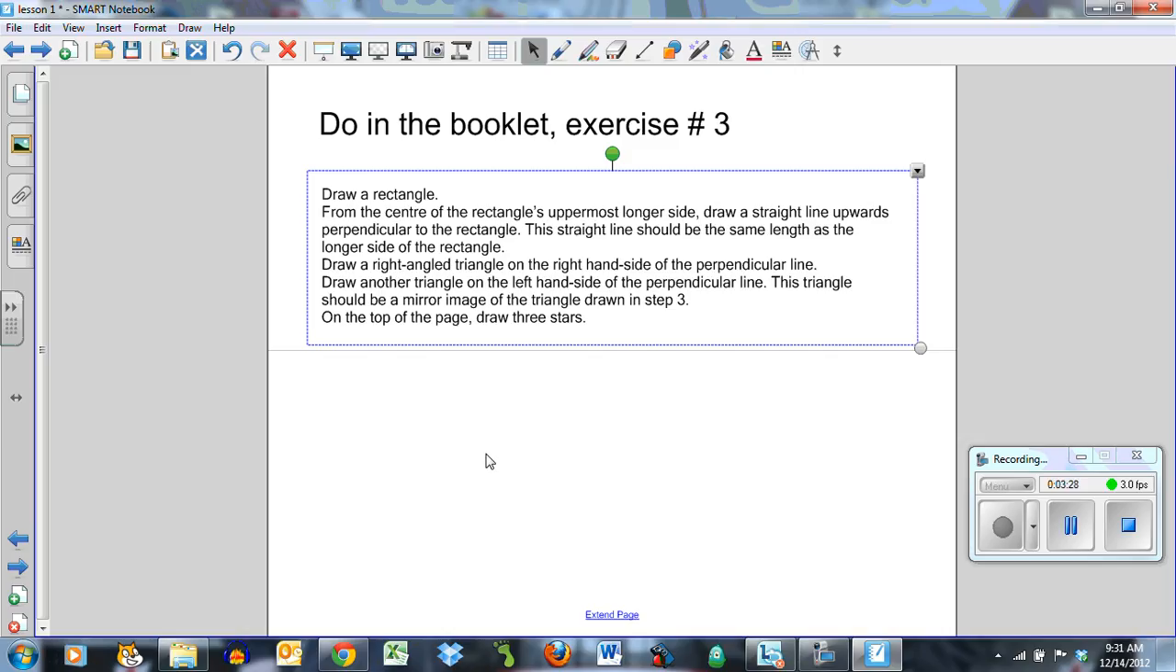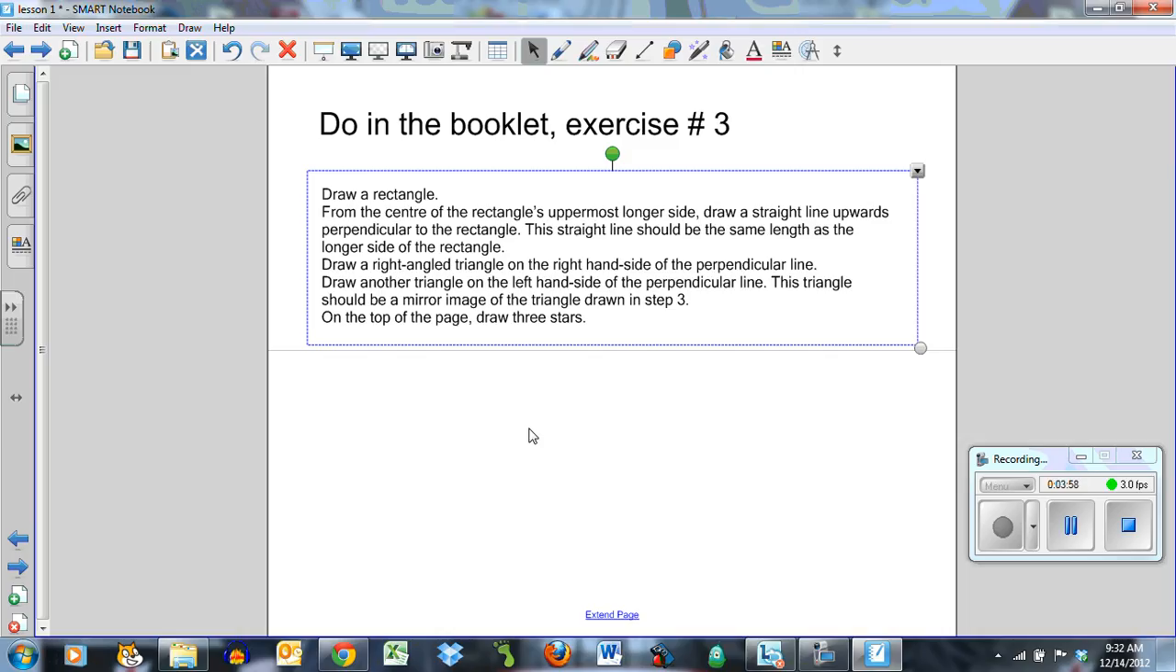I want you to draw a rectangle. From the center of the rectangle's uppermost longer side, draw a straight line upwards perpendicular to the rectangle. The straight line should be the same length as the longer side of the rectangle. Draw a right angle triangle on the right-hand side of the perpendicular line. Draw another triangle on the left-hand side of the perpendicular line. This triangle should be the mirror image of the triangle drawn in step number 3. And on the top of the page, draw 3 stars.